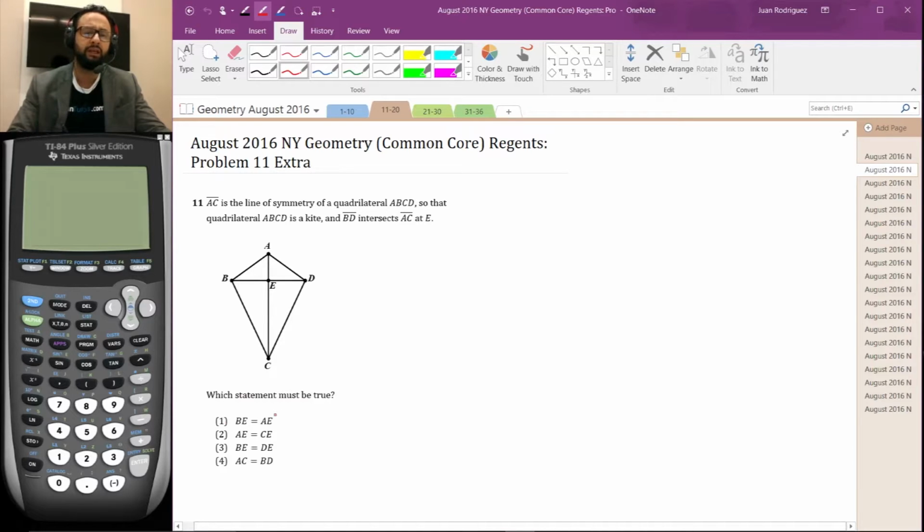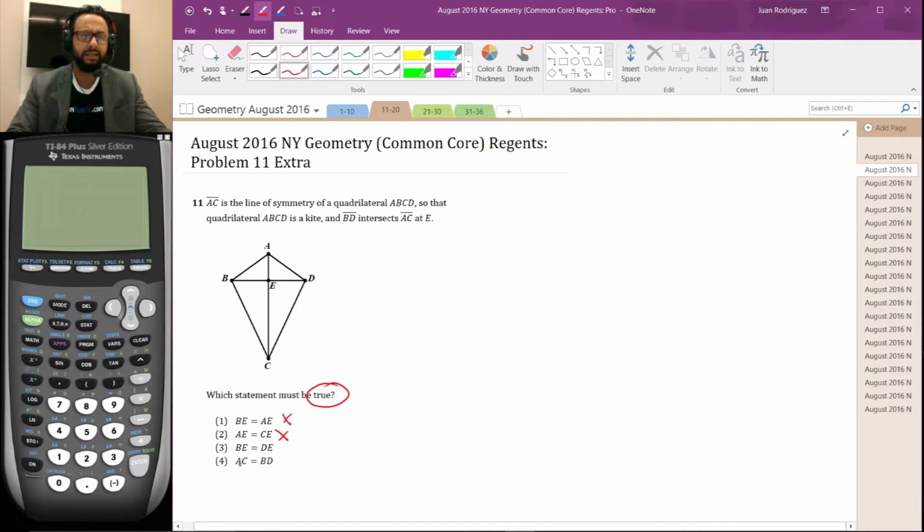So now BE equals AE doesn't look to be false. We're saying must be true. AE equals CE, that looks like that is definitely false. So that's not the answer. Oh, I read number one wrong. BE congruent to AE, that looks to be false, so that's not it. And BE congruent to DE, that one looks like it could be true.